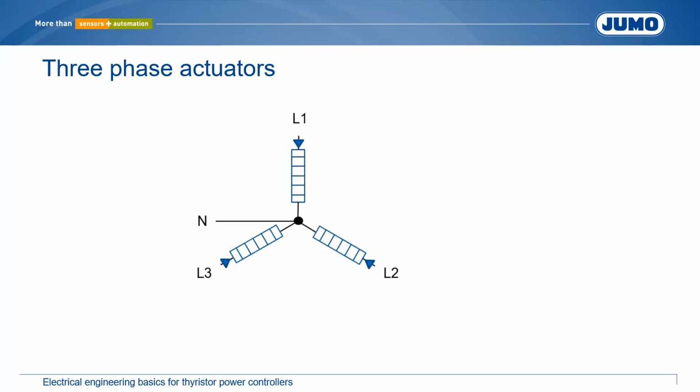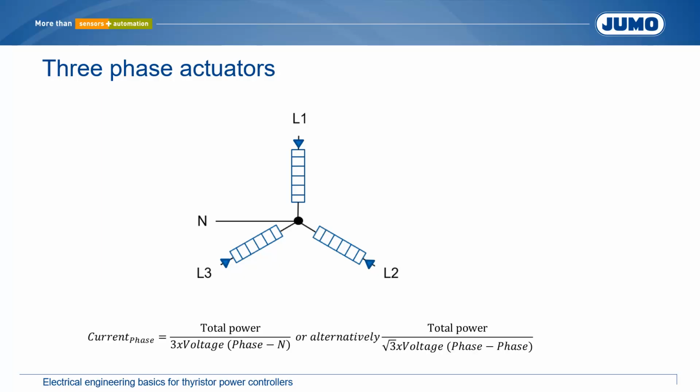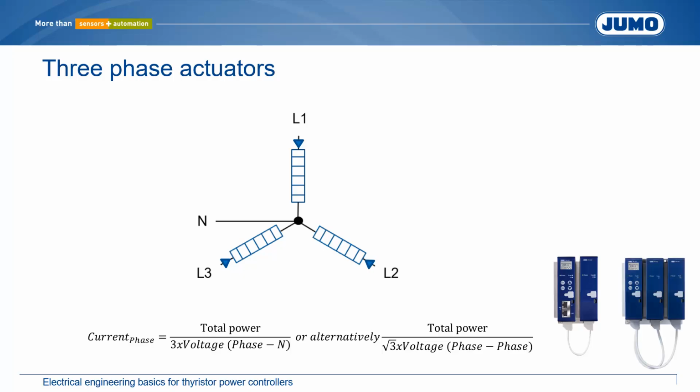The current through the phase conductors is the total power divided by the product of 3 times phase-to-neutral voltage. Alternatively, the total power can be divided by the product of the square root of 3 and the phase-to-phase voltage. The UMO TYA202 or TYA203 controllers can be used for the three-phase operation.